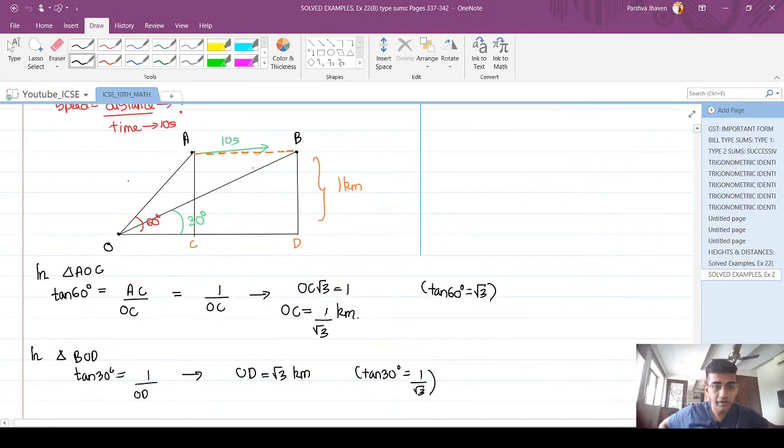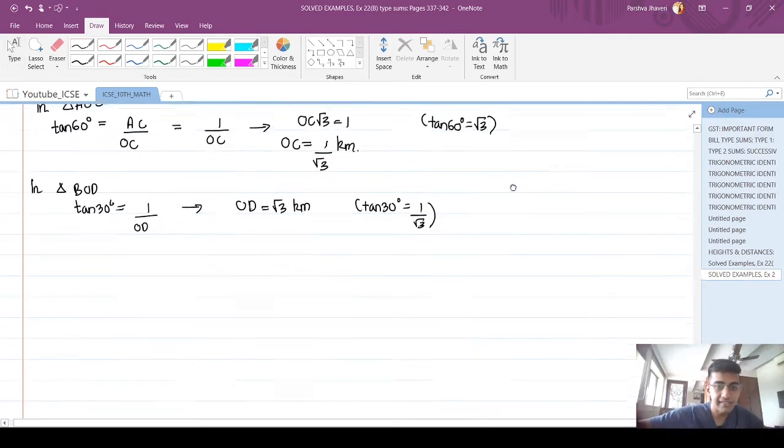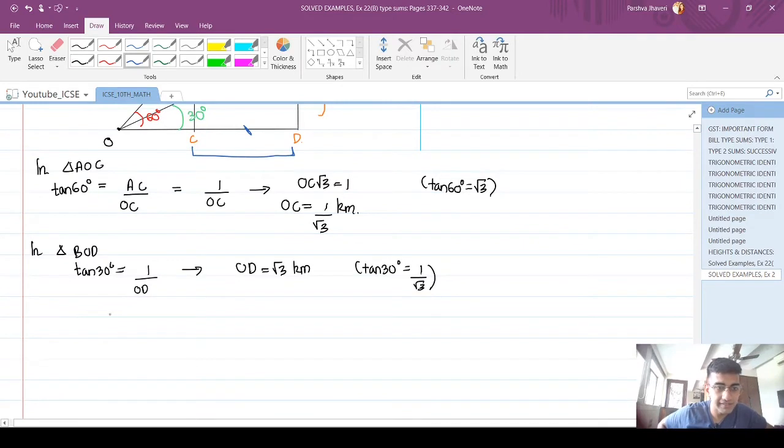Now, look at our diagram. ABCD is a rectangle. So won't AB be equal to CD? Okay, so basically if we find CD, if we find this distance, it's the same as AB. Now how will we find CD? CD finding is simple. CD is equal to nothing but the big part OD minus the small part OC. Look at the diagram for this.